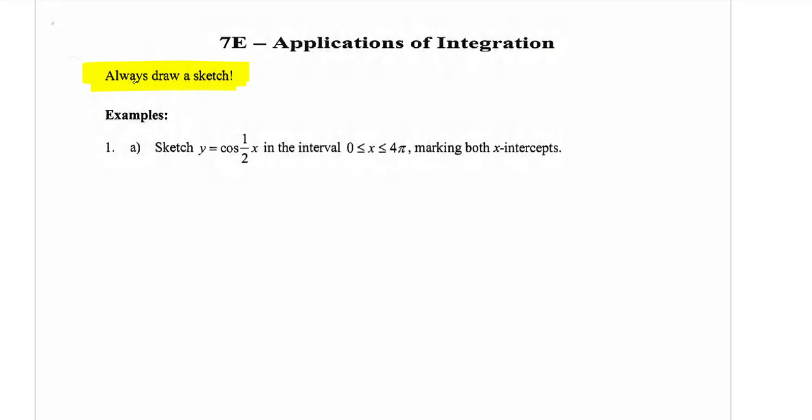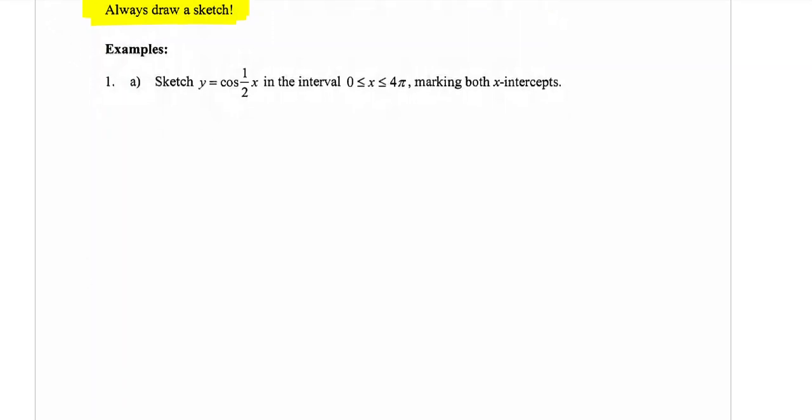So our first one, we want to sketch y equals cos of half x, between 0 and 4 pi, marking both intercepts, and then we're going to find some areas in part B. So first of all, our sketch. To sketch it, I would like to know the amplitude and the period of this graph.